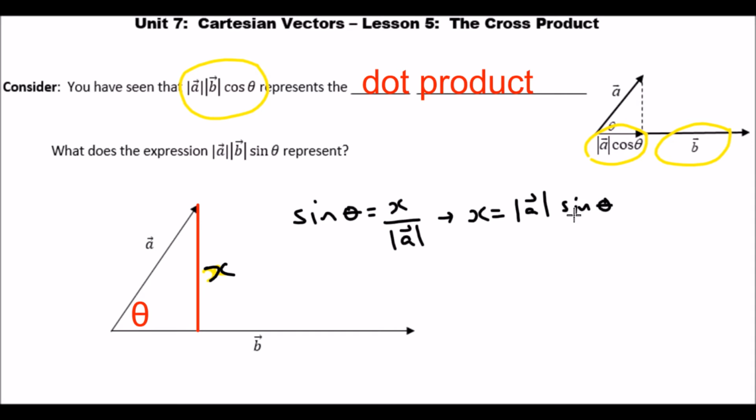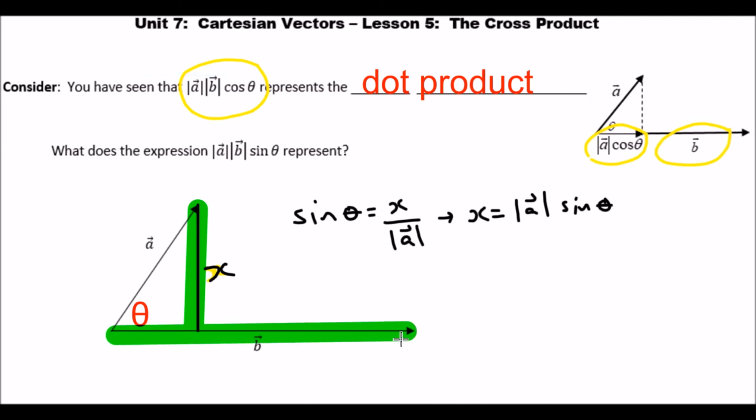What does that mean? Well, that means the magnitude of A, magnitude of B, sine theta just represents, and here I'll highlight it in green, that we're multiplying this times the magnitude of this. All right, well, what is that? Let's go to the next slide and find out.